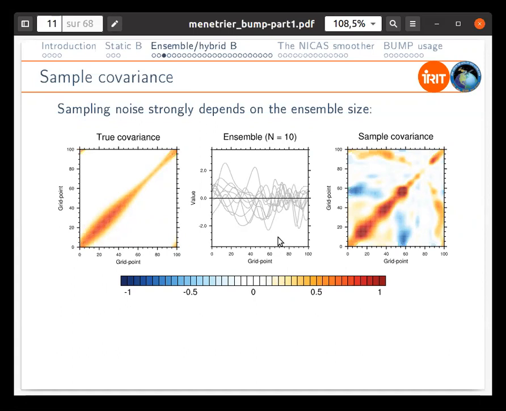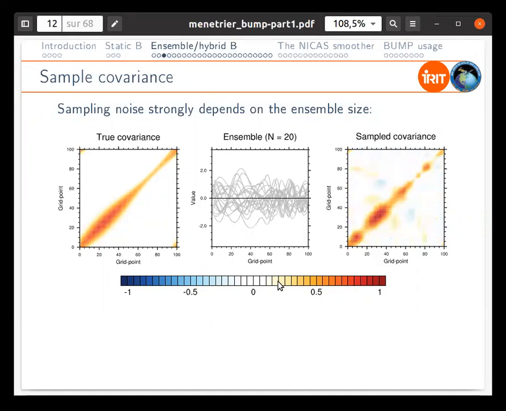In the central panel, we have 10 random draws using this true covariance matrix on the left. If we compute the sample covariance matrix from these 10 members, we get the right panel. We can recognize some features of the left panel, but there is a lot of sampling noise.